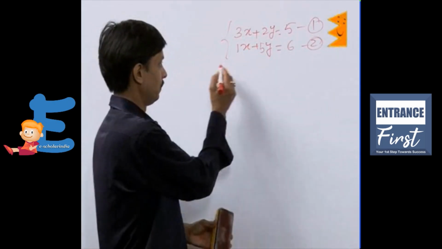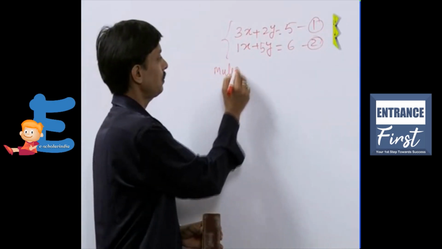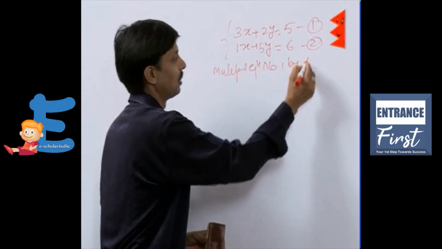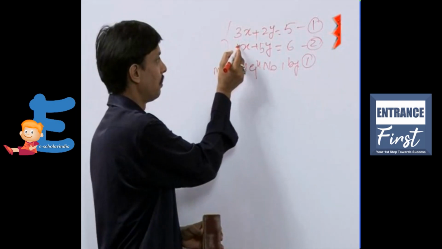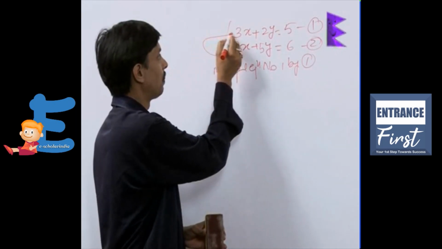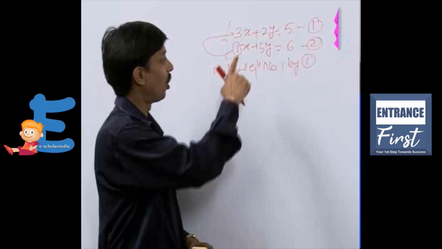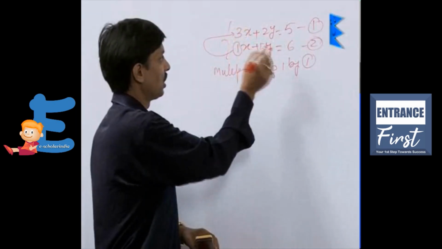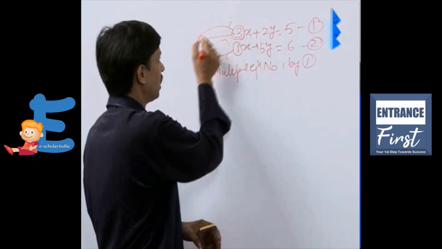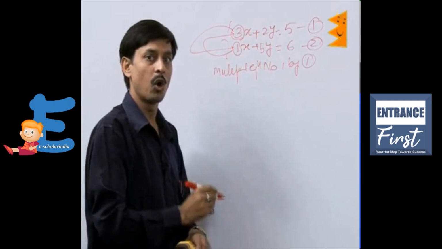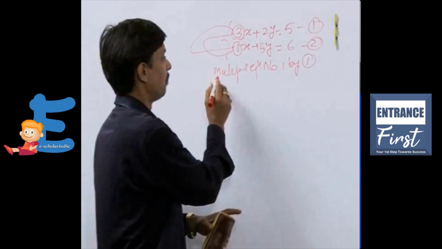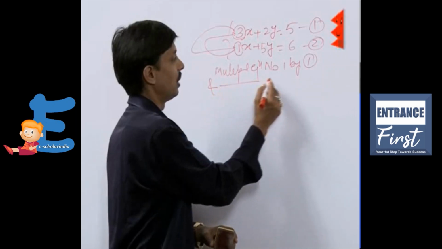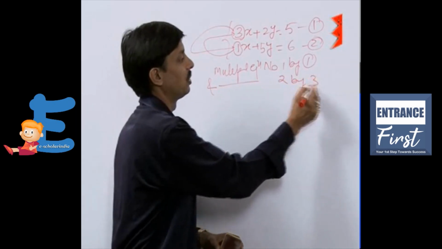What is the approach? Multiply equation number 1 by the coefficient of x of equation number 2, then multiply equation number 2 by the coefficient of x of equation number 1. So we multiply equation number 1 by 1 and equation number 2 by 3.